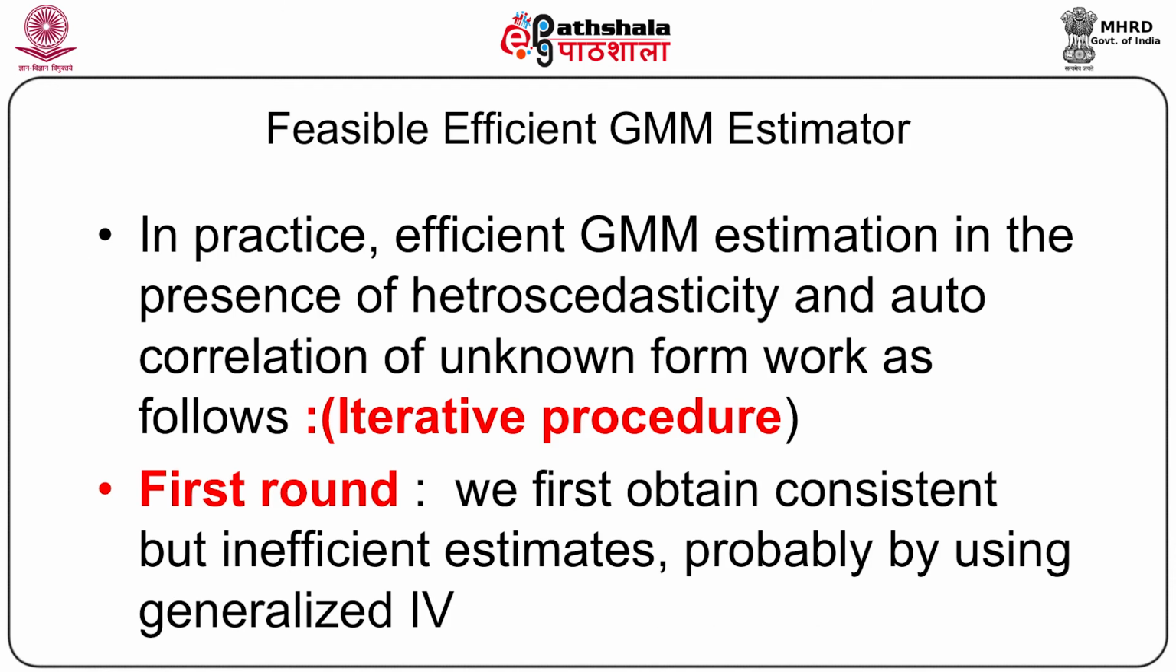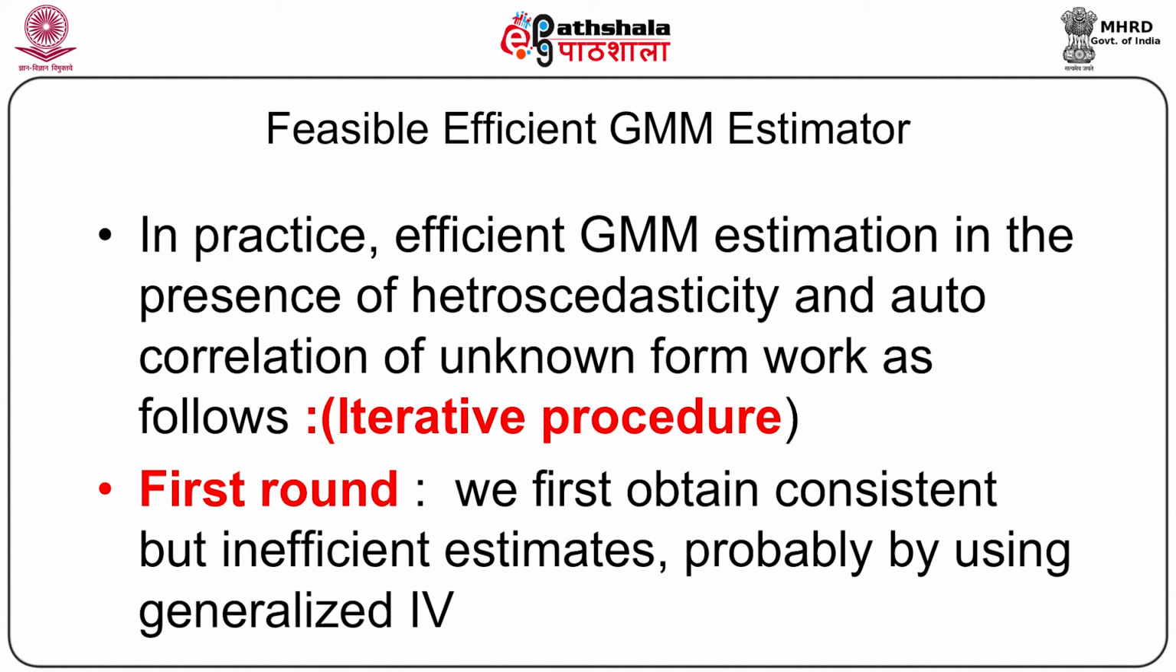In practice, after obtaining the HAC estimate, that is, heteroscedasticity as well as autocorrelation corrected estimates of the variance covariance matrix, we are in a position to generate the feasible efficient GMM estimator. In practice, the efficient GMM estimator in the presence of heteroscedasticity and autocorrelation of unknown form works as follows. Here we basically use an iterative procedure.